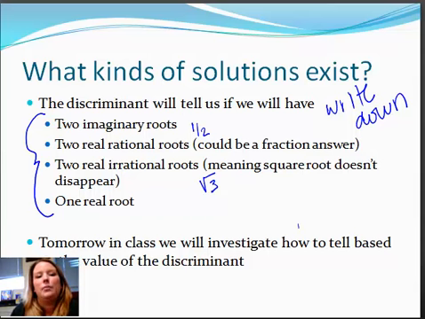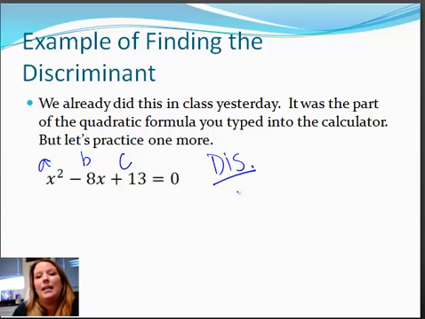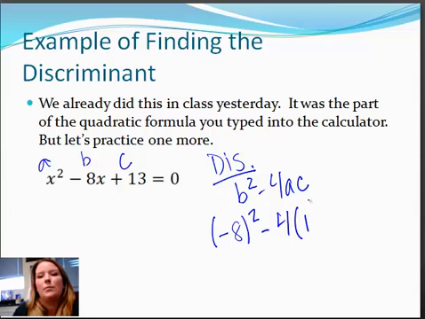Okay, let's practice actually finding the discriminant using an example. Okay, so we did this in class yesterday, we typed this in our calculator. So remember that this is A, B, and C. So our discriminant is b squared minus 4ac. It's not the square root, it's just this part of it. Okay, so we're going to put negative 8 squared minus 4 times 1 times 13.